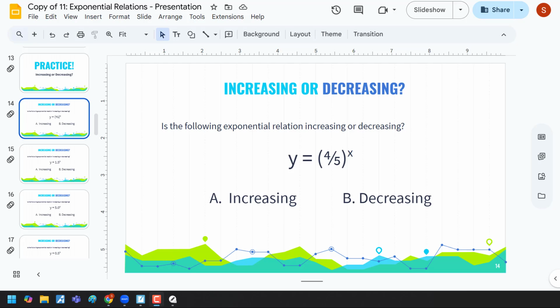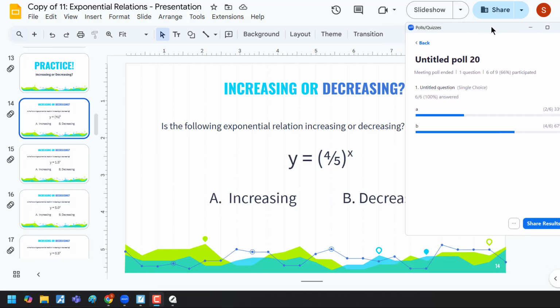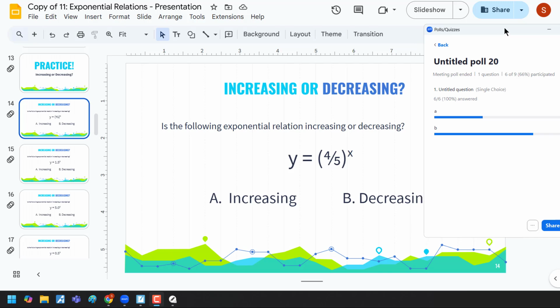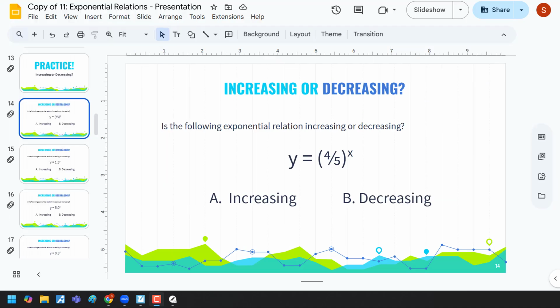I'm going to get that poll up. Here's the results. A and B. So most people said B, some people said A. What's the answer? The answer is B. This is a decreasing function because my base value is less than 1. So remember, if it's a fraction, basically less than 1, or a decimal, then it is decreasing.